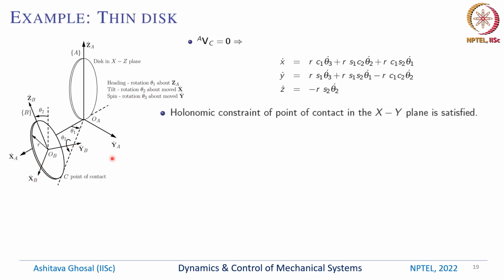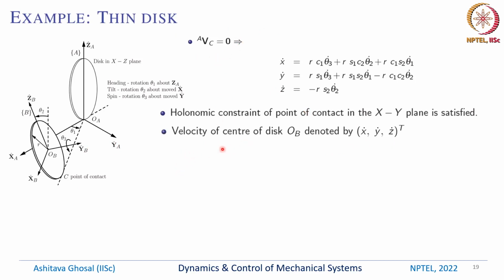So there are two constraints. One is that the components of the velocity in this xy plane are 0. There is also another inherent constraint, which is that this coin or this disk does not leave this xy plane. So z is constant, and this holonomic constraint is automatically satisfied when you say the velocity of the point of contact, all three components, are 0.